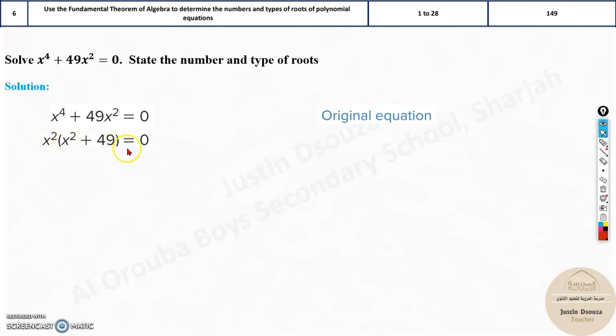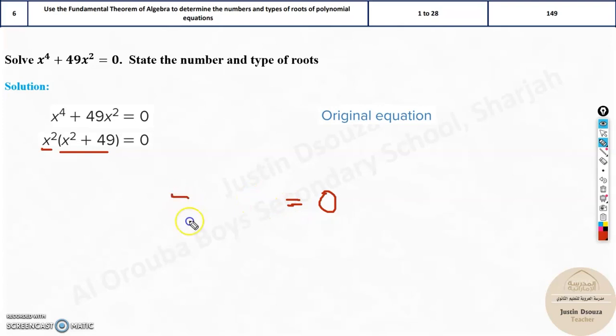You're remaining with x squared plus 49. Now, what this means is you're multiplying two terms, isn't it? And the answer is 0. When does this happen? So now imagine your answer is 0.